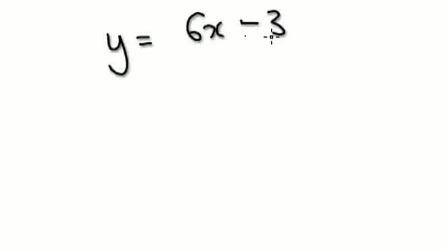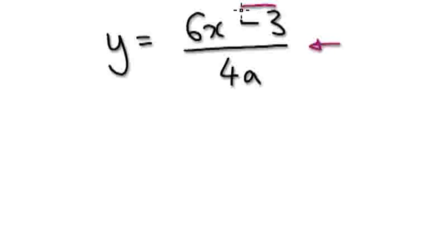Okay? Here's another example. Let's say this one here. Y equals 6x minus 3 over 4a. So you visualize this as something like this. Because of this long line here, basically everything is saying do everything above it. So everything above it is stuck in a bubble.